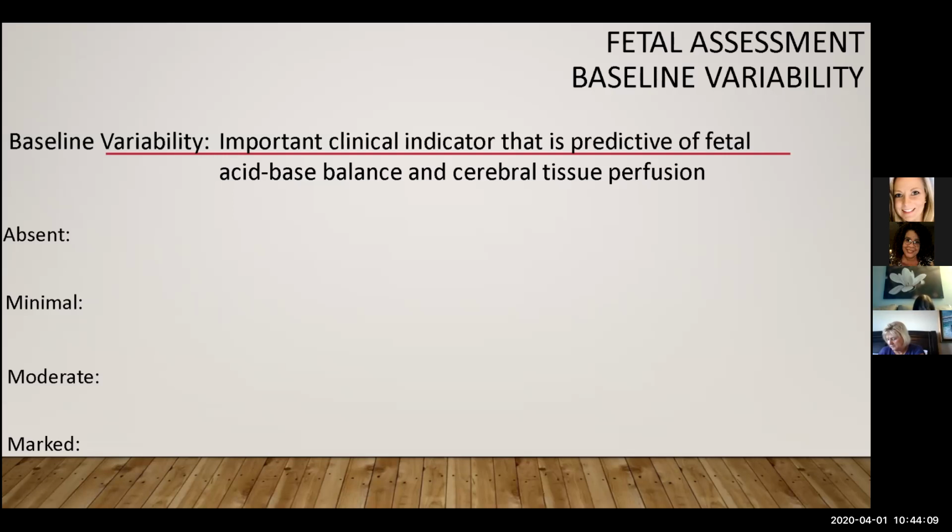Interventions, we need to determine the cause if possible. We need to move mom into a lateral position, increase IV infusion rates, observe for changes in the fetal heart rate tracing, consider internal fetal monitoring, communicate the pattern to the MD, and prepare for a C-section if there's no change. So again, these are all happening harmoniously in the room with multiple hands on deck. You are not alone.